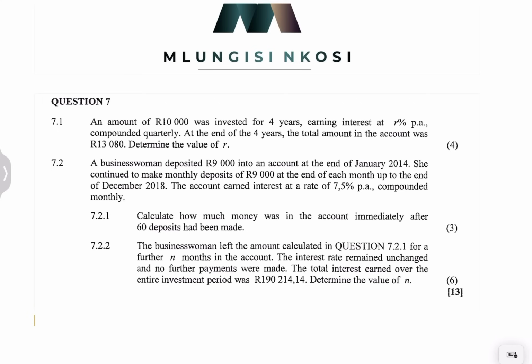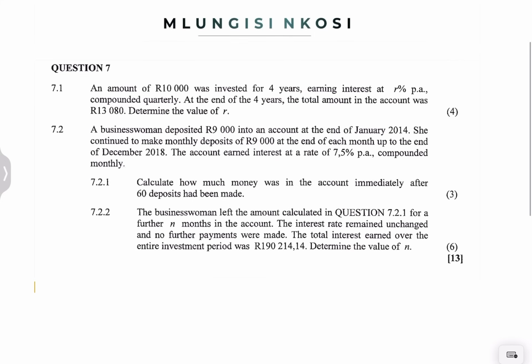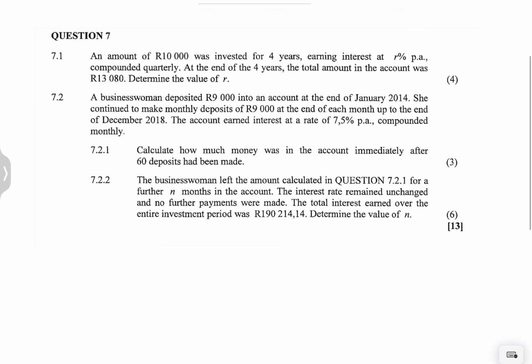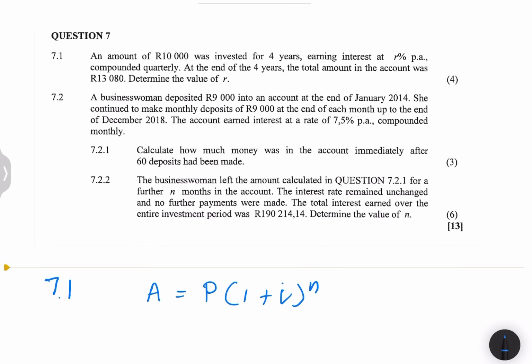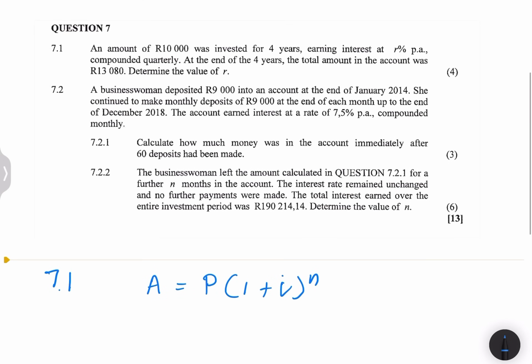Okay, so we want that interest rate in this case. So we are going to look at 7.1. Now please remember, they did tell us this is compound interest, right? So of course, we're going to use our compound interest formula. That's A is equal to P times (1 plus i) to the power n in this case, right?